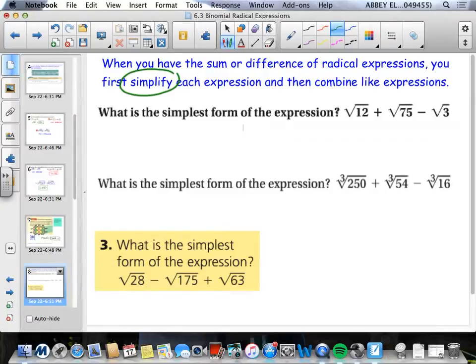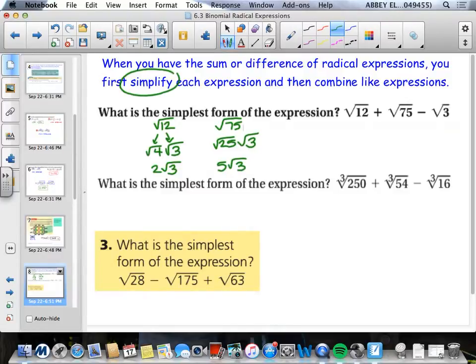So if I have the square root of 12, the square root of 12 breaks down into the square root of 4 times the square root of 3. Well, what's the square root of 4? 2. So I should have 2 square roots of 3 as my most simplified answer here for square root of 12. So now let's break down the 75. What perfect square factor goes into 75? We can look at our list on the board, and we should see that it's 25 and 3. Well, the square root of 25 is 5, so I have 5 square roots of 3.